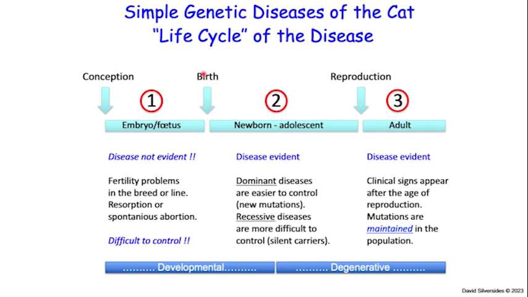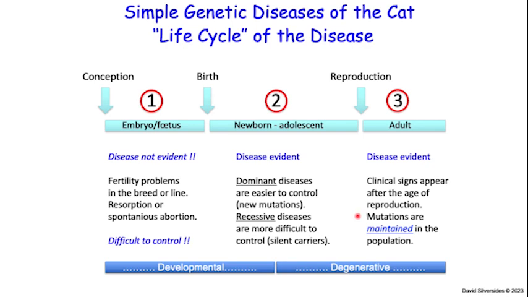The second time period is from newborn to the adolescent animal. This time, the disease is evident. We see it. For dominant diseases, these are easier to control and often represent new mutations. Recessive diseases, which require two copies of the mutated gene, are more difficult to control because of the silent carriers within the population. Once the animal becomes reproductively active and during the adult phase of its life, once again, the disease is evident. However, if clinical signs appear after the age of reproduction, mutations can often be maintained within the population because the affected animals have already been used for reproduction.